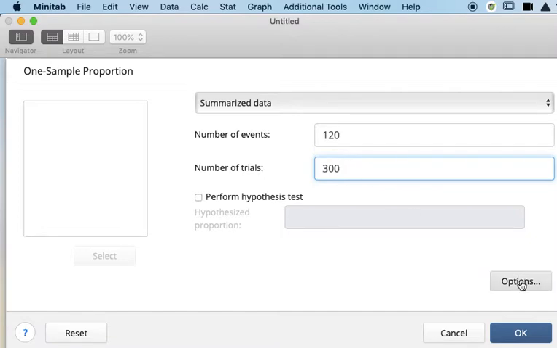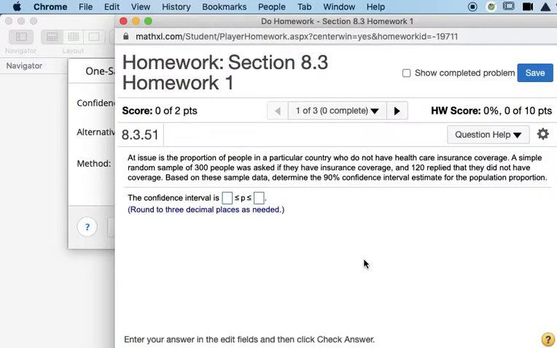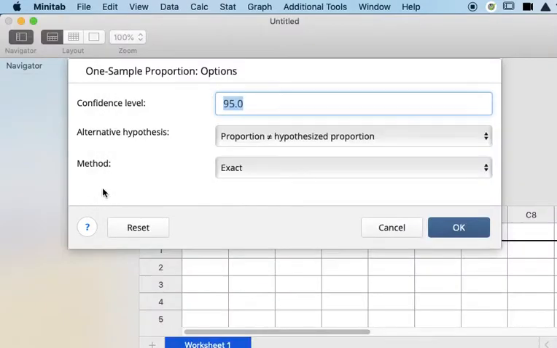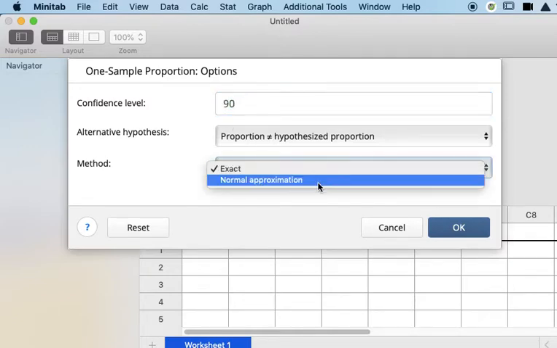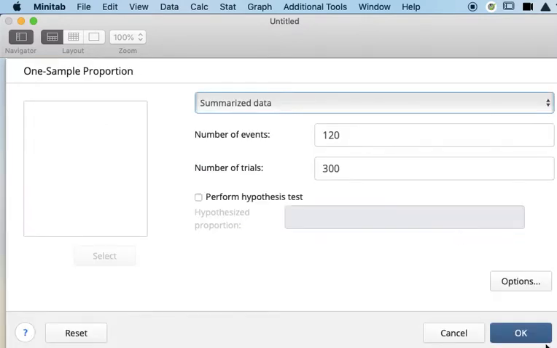Then I click on Options. And here I input the confidence level that I want. This problem is asking for a 90% confidence interval, so I would enter 90. And then I need to change the method from exact to normal approximation. Now this sounds a little counterintuitive because exact sounds like a better answer than an approximation, but if you don't do this, then you may have some trouble in my lab where it may mark your answers wrong if they're off a little bit because you didn't make this change. So you always need to change every time from exact to normal approximation. Then click OK.